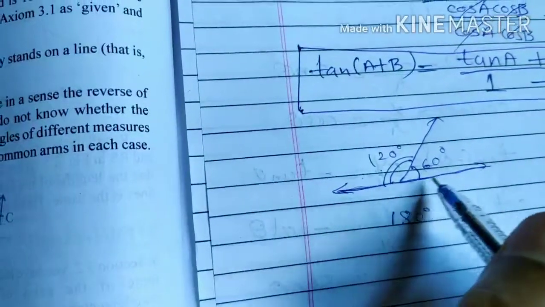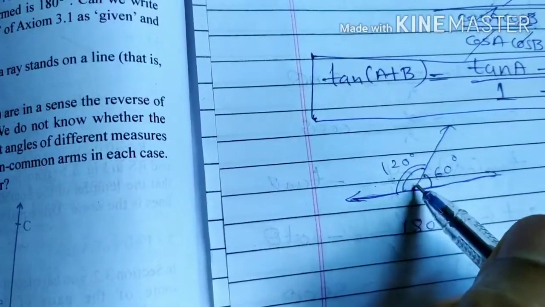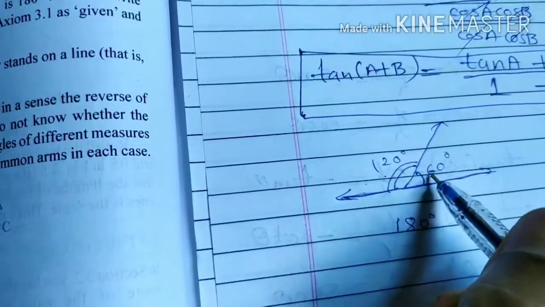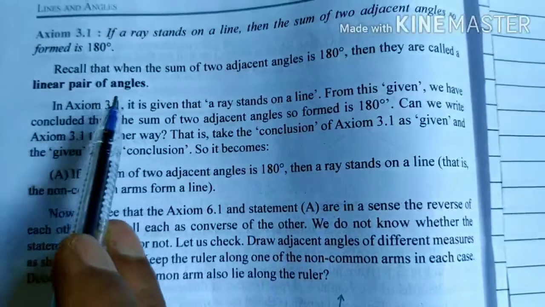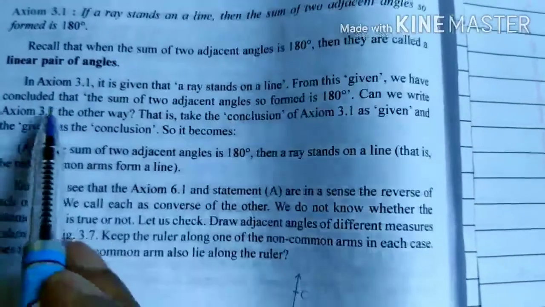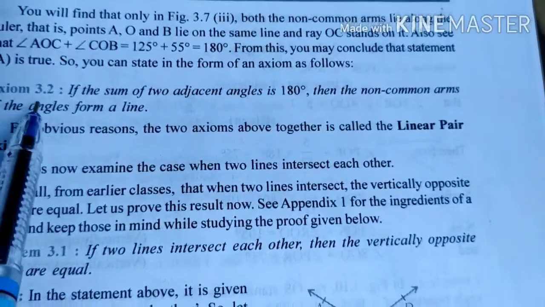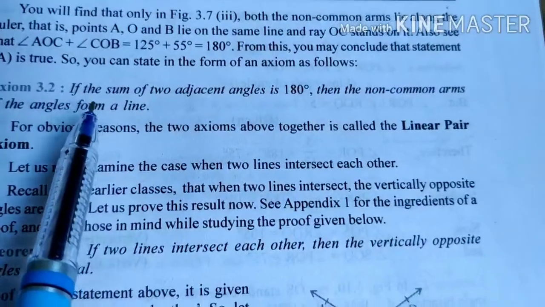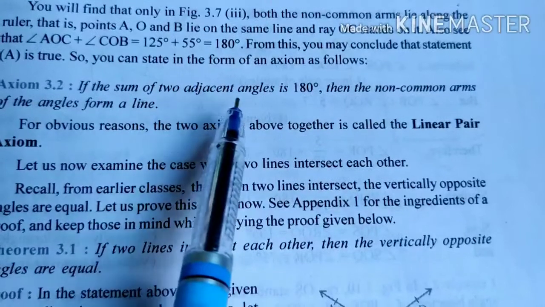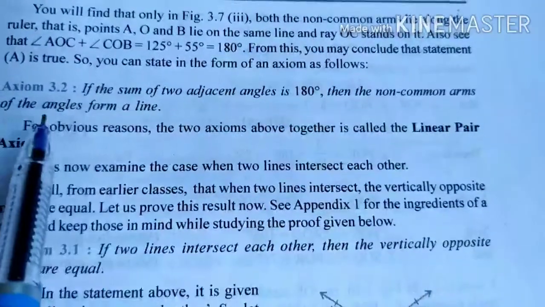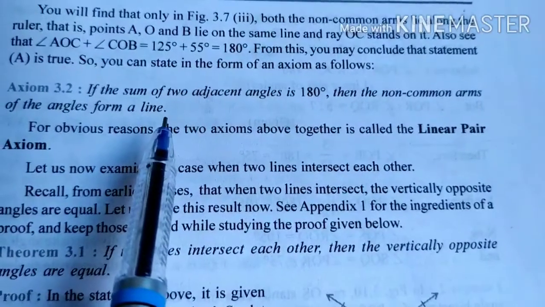So whenever you consider a straight line and a line stands on that same line, then the sum of these two angles is always equal to 180 degrees. So that is a linear pair of angles. These angles are called linear pair of angles. Then we have Axiom 3.2, that is, if the sum of two adjacent angles is 180 degrees, then the non-common arms of the angles form a line.